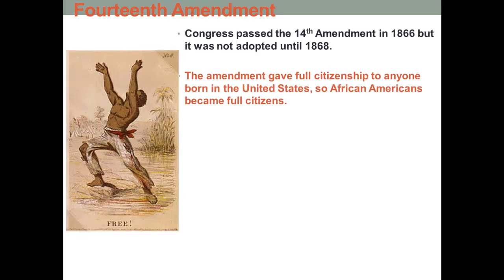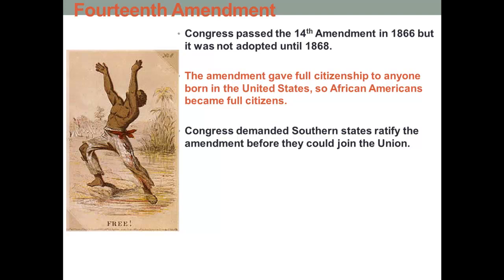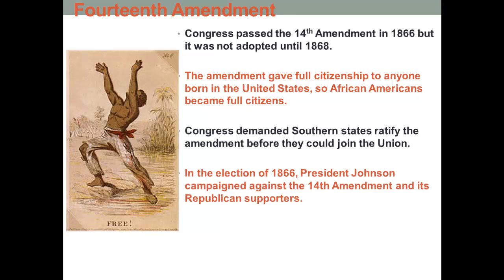The Black Codes led Congress to pass the 14th Amendment in 1866, but it was not adopted until 1868. The amendment gave full citizenship to anyone born in the United States. Therefore, African Americans became full citizens. Congress demanded that the Southern states ratify or approve the 14th Amendment before they could join the Union. In the election of 1866, President Johnson campaigned against the 14th Amendment and its Republican supporters.